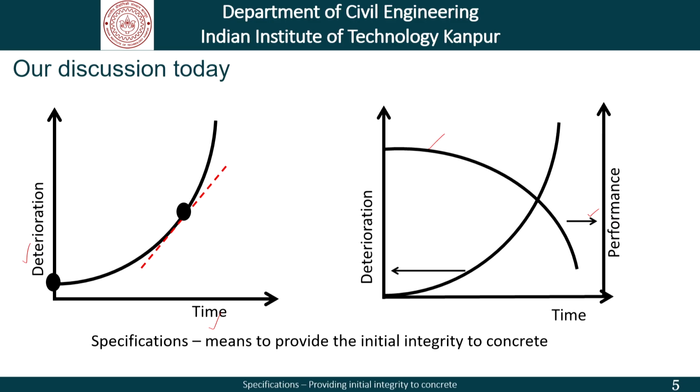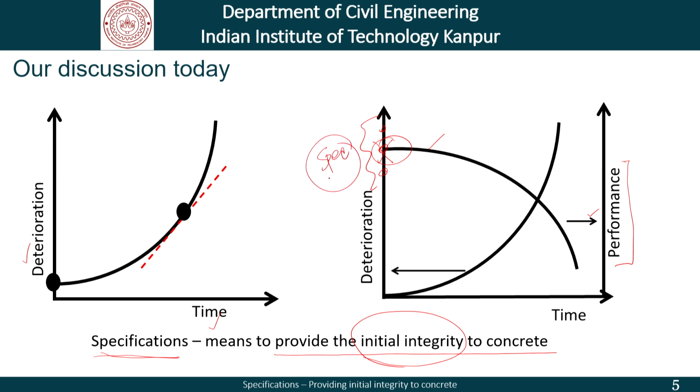The discussion today talks about specifications, which basically become a vehicle to provide the initial integrity to concrete. This initial value here in terms of performance is what we are talking about as initial integrity. The concrete in the structure starts its performance journey from this point, and whether it is here, or here, or here, this is governed by the specifications that we talk about, and that is what is going to be brought out through our discussion today.